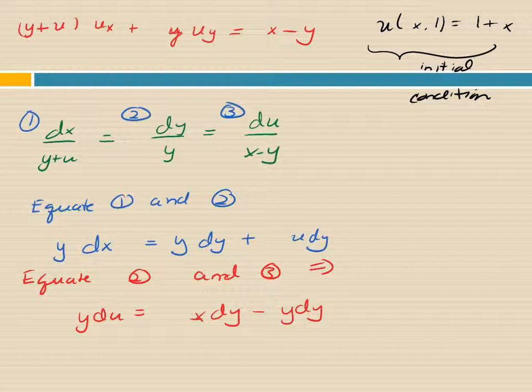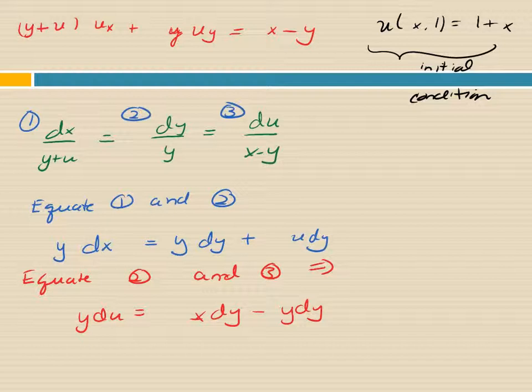So here he has the initial condition, u of x comma 1 is equal to 1 plus x. And he has the PDE, y plus u times u_x plus y times u_y is equal to x minus y. And then you go through the motions. Step 1 is always fine, set up the characteristic equations.